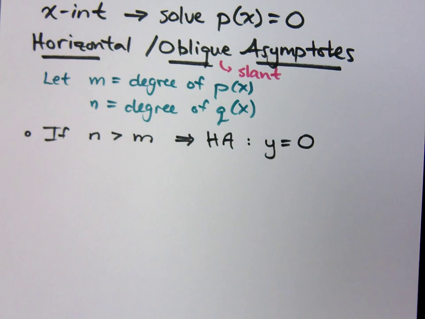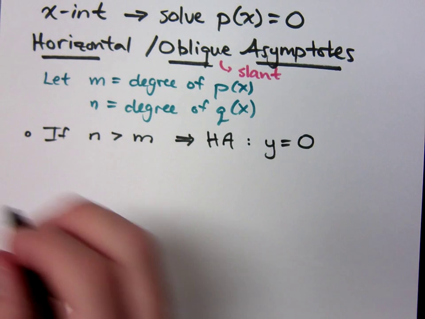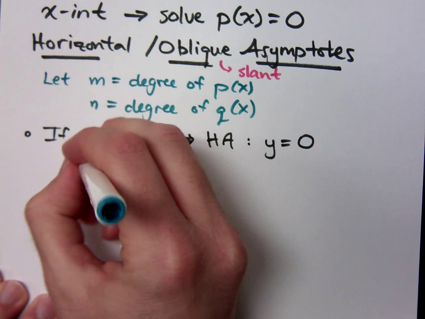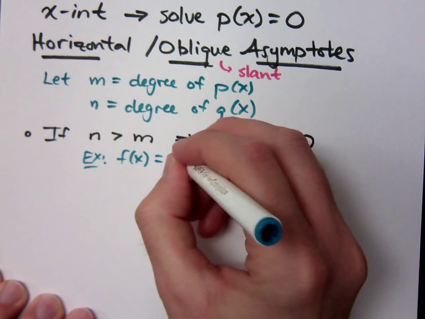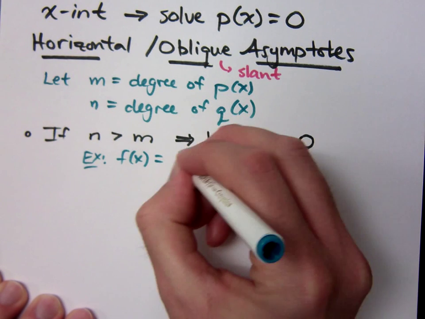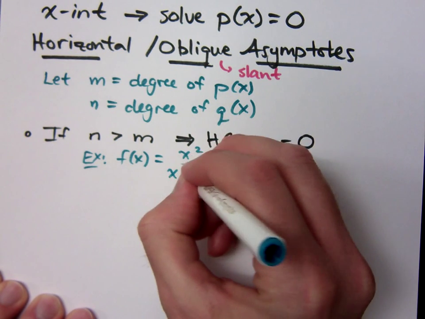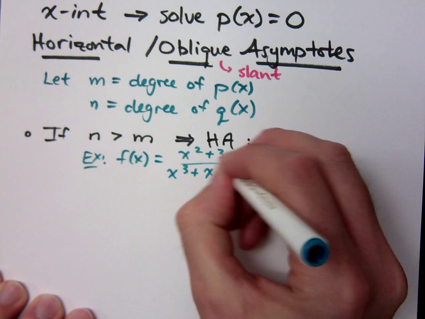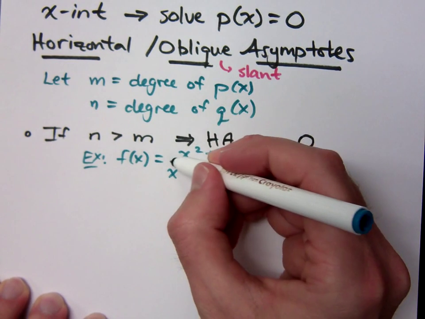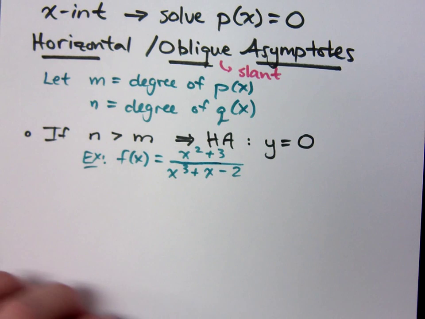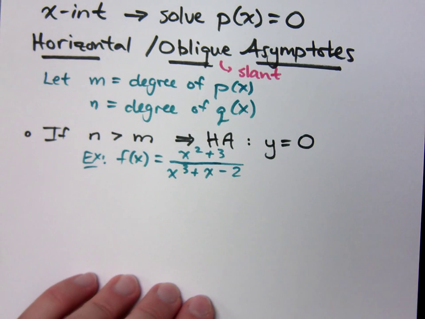It gets closer to 0, right? Okay. So if I had written this, if f of x is equal to x squared plus 3 over x cubed plus x minus 2, what's the degree of the top? The degree of the top is 2.